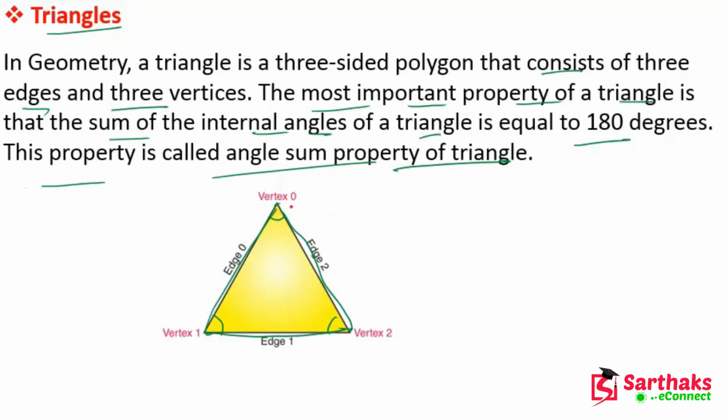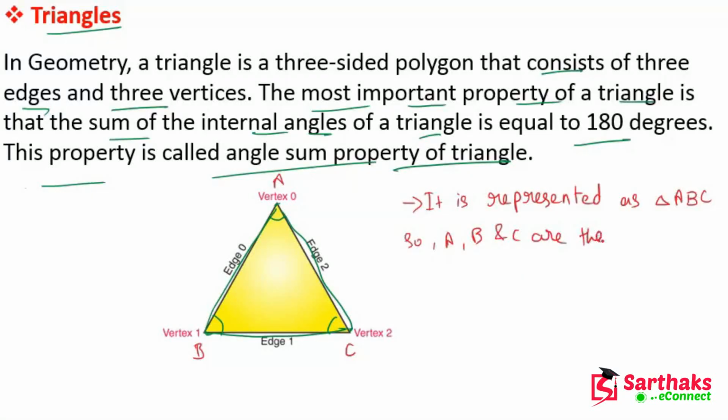Let's suppose this is vertex A. We are naming this A. This is B, and this is C. Then it is represented as triangle ABC. So we can represent it as triangle ABC, where A, B, and C are the vertices of a triangle.